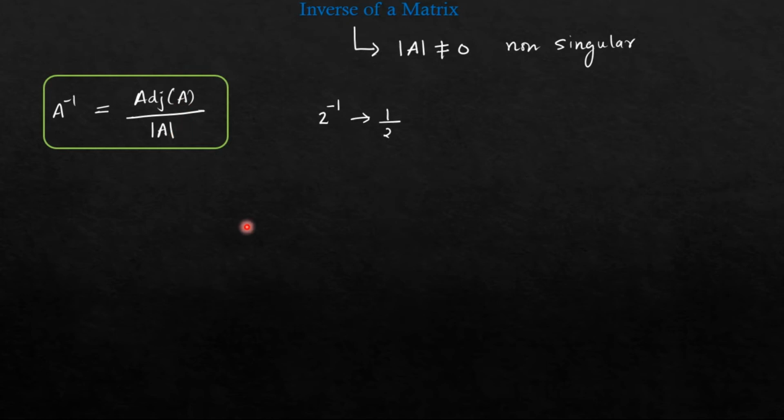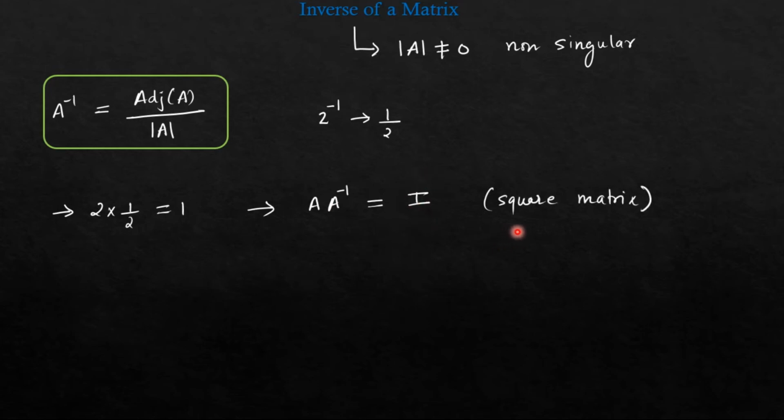Now let us understand some properties of an inverse. In scalar, we know that 2 into 1 by 2 is equal to 1. In the same way, in matrices, A into A inverse is equal to the identity matrix. Here in scalar we have 1, in matrices we have the identity matrix. And 1 by 2 is the inverse of 2. In the same way, A into A inverse is equal to the identity matrix. And remember, inverse is also calculated only for square matrices. It cannot be computed for any other matrices.